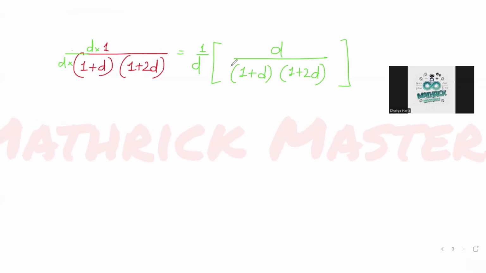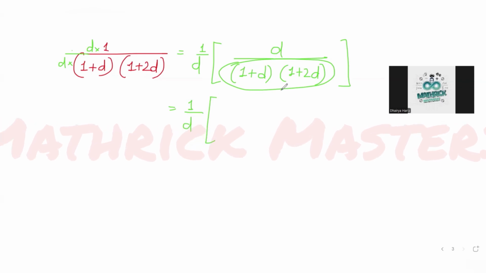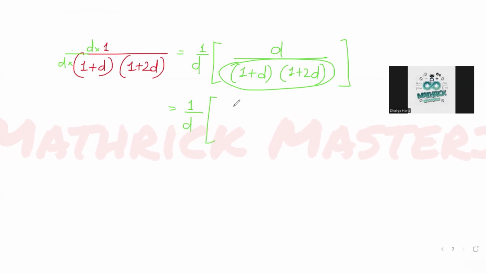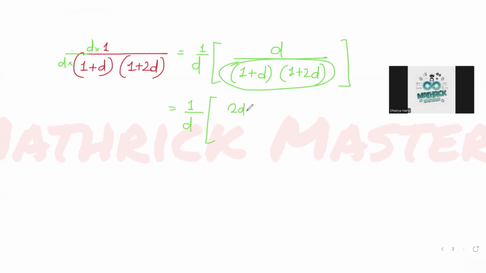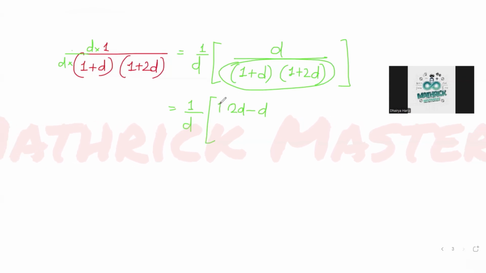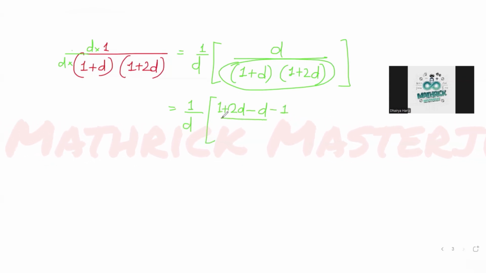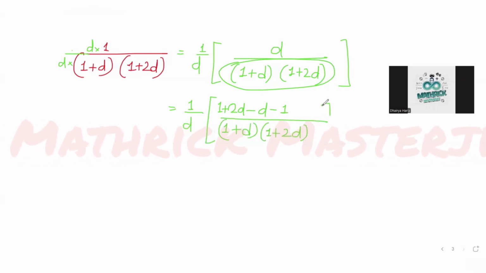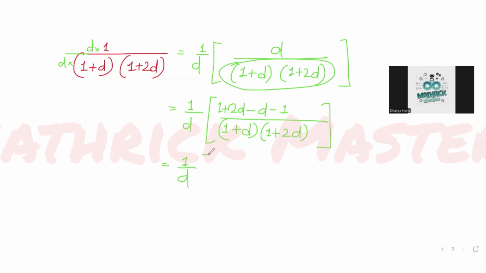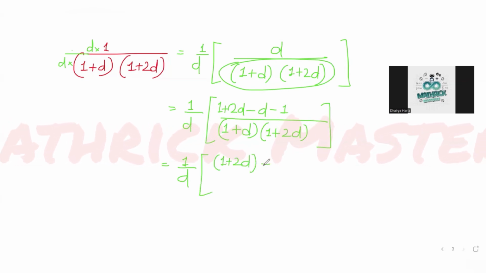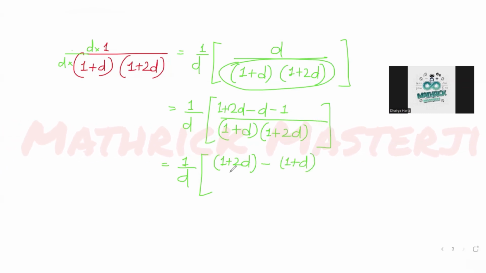Now again, if I want to write this product of the two terms in terms of addition or subtraction of fractions, I can do the same thing here as well. First of all, this d I can write as 2d minus d, because I want to adjust these two terms, and then I will add 1 and subtract 1. One over d, 1 plus 2d as it is. From the next two terms, I can take the minus sign common. So I have 1 plus d.